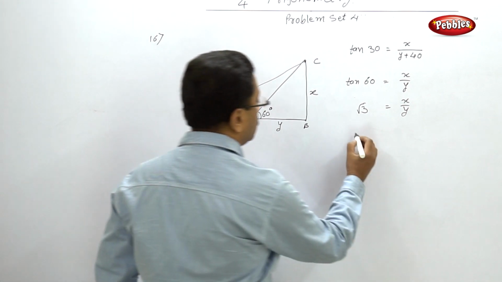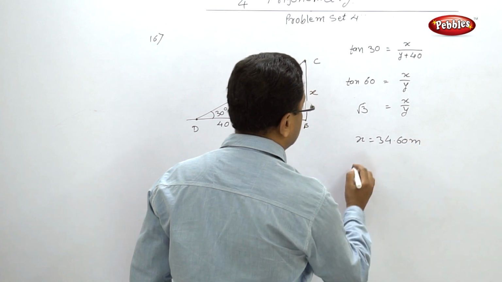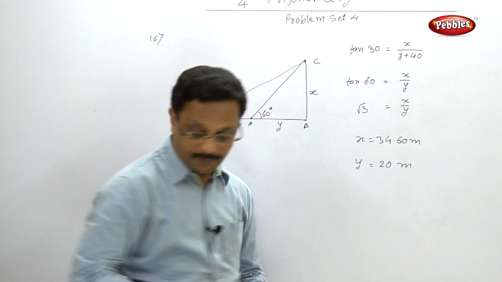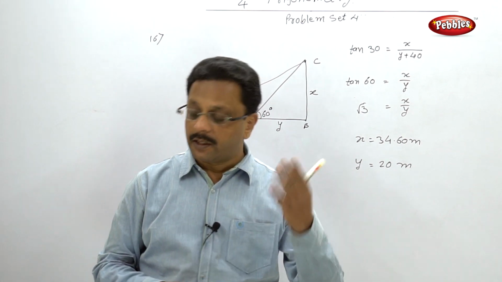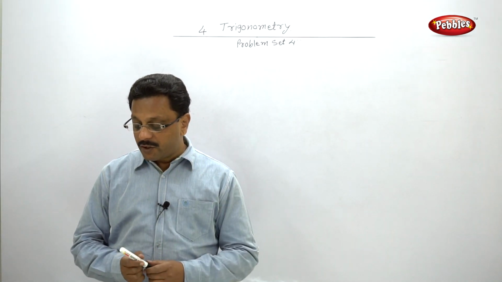The answer is x is equal to 34.60 meters and bank of the river is 20 meters. Please check your answer. Let us go ahead. Problem number 17. The angle of elevation of a cloud.